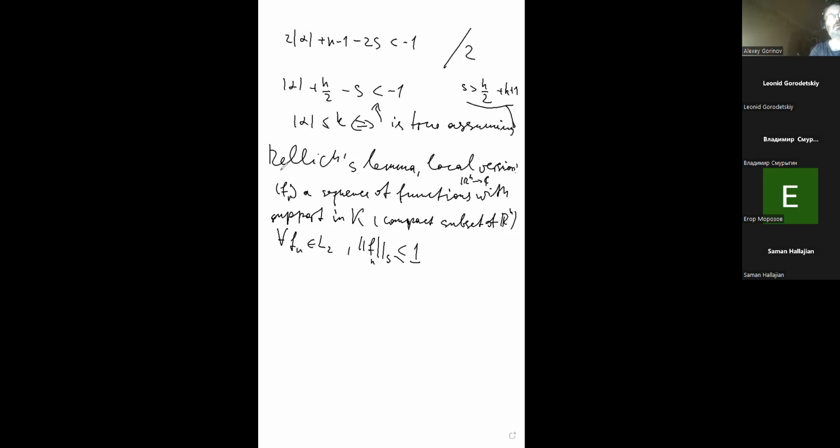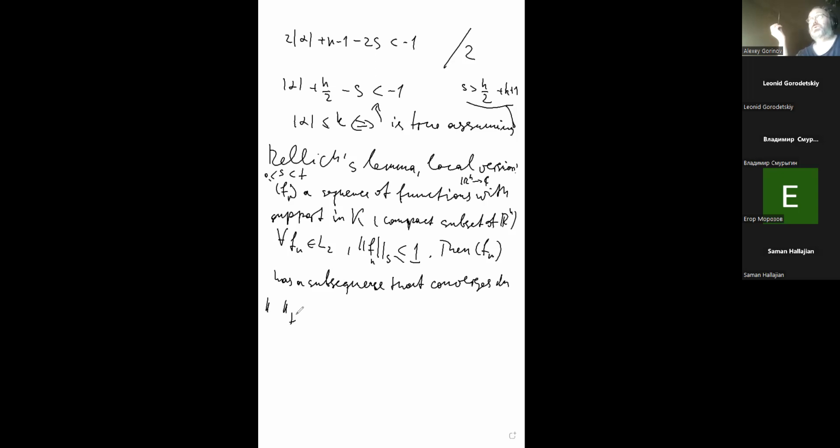Well, to begin with, we take an s greater than or equal to zero, and we take a t strictly greater than s. And then we want to prove that the sequence has a subsequence which converges in the Sobolev norm t.